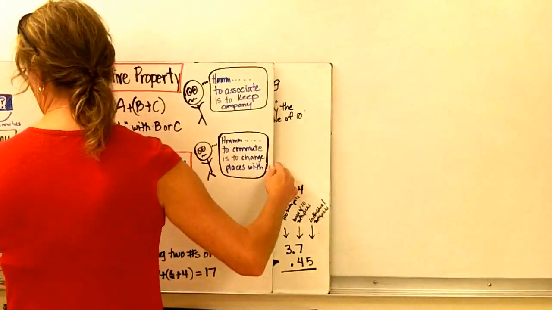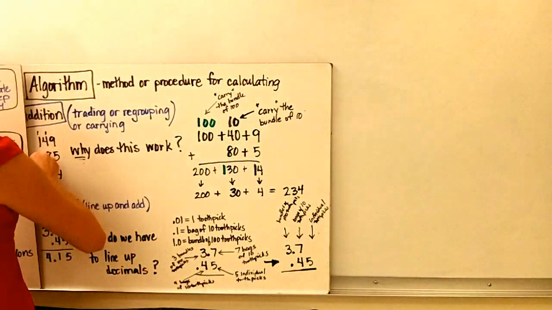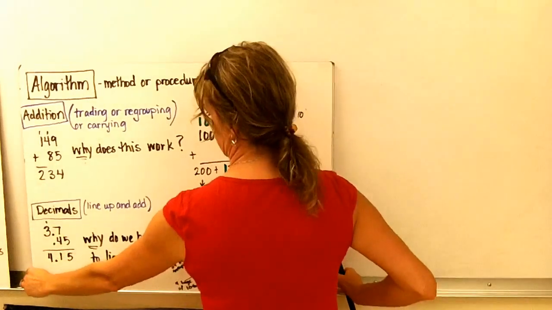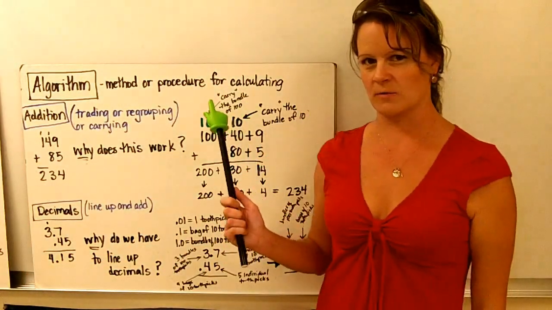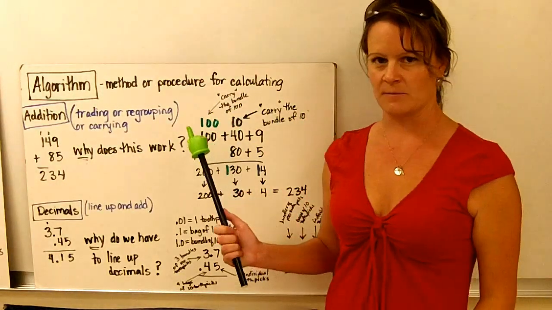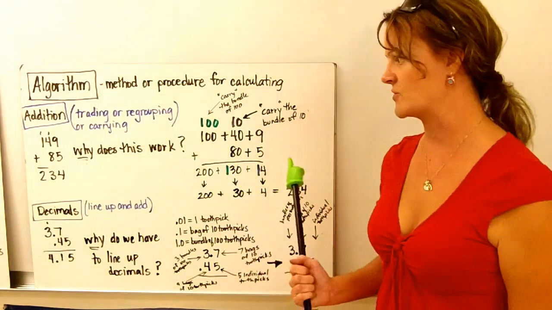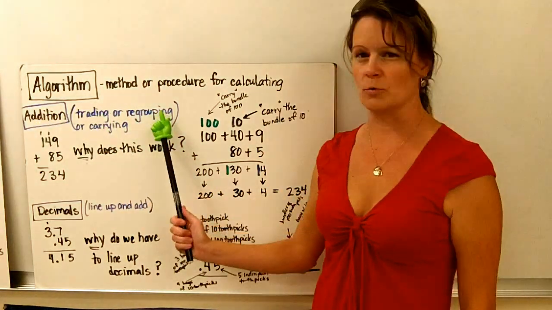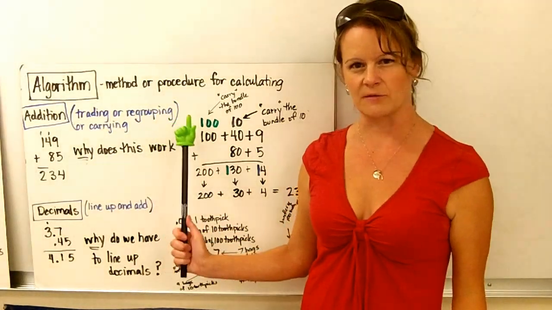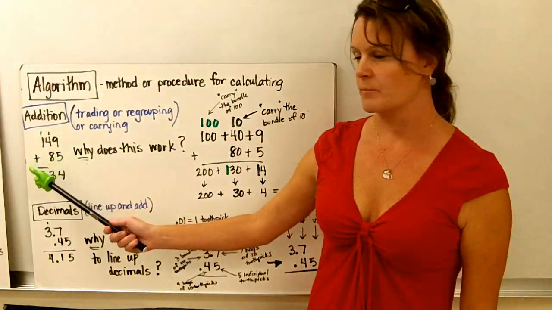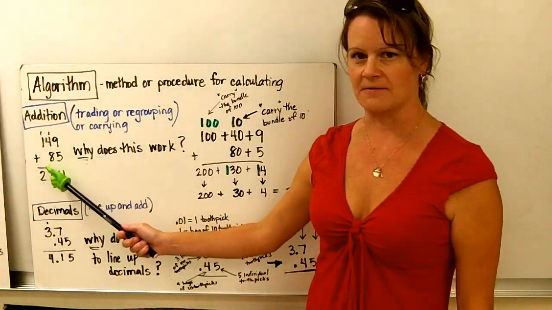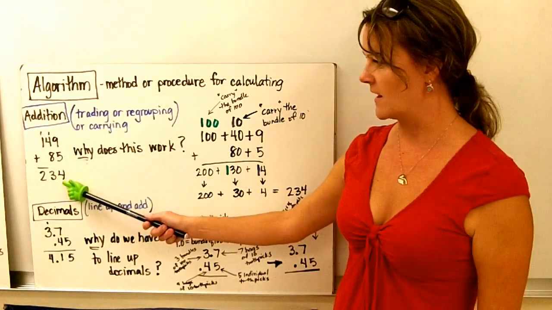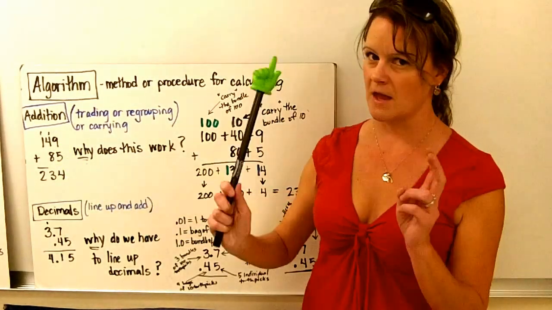Okay, so let's move on from there. And now we're going to talk about algorithms. So an algorithm is just simply a method or a procedure for calculating. And we have been doing algorithms our entire lives, but maybe we haven't stopped to think about why those algorithms actually work, and that's what we're going to talk about right now. So the addition algorithm is also called the trading or regrouping, or maybe the carrying algorithm, and maybe that's the way that you learned it. So if we take an addition problem like 149 plus 85, simply what we've learned to do is just add 9 and 5, and we get 14, and we write down the 4 and we carry the 1.